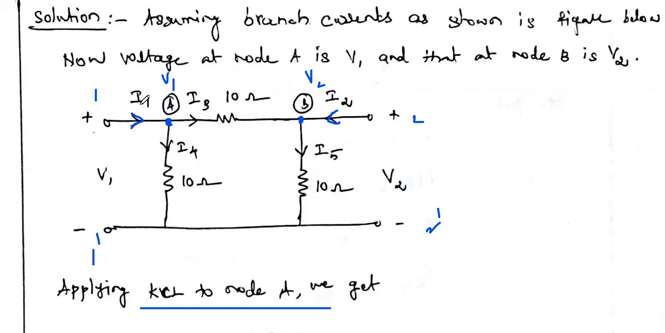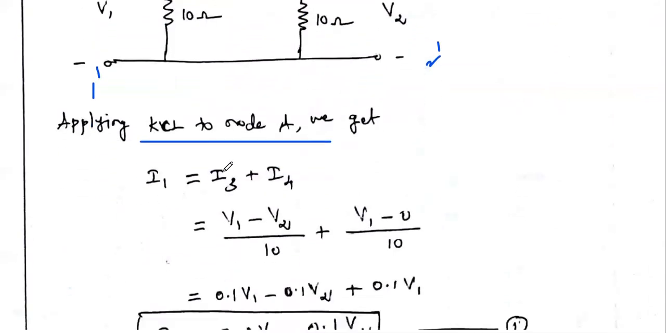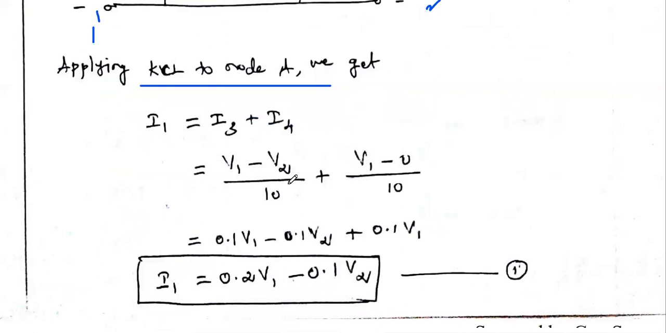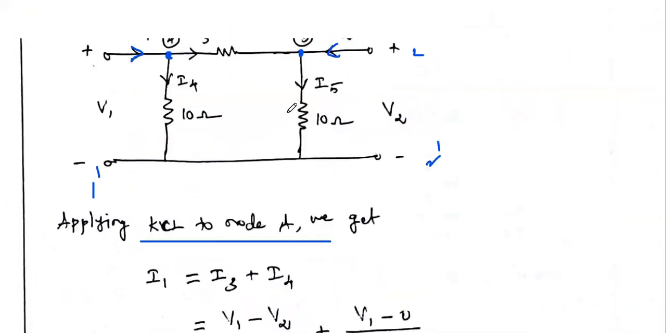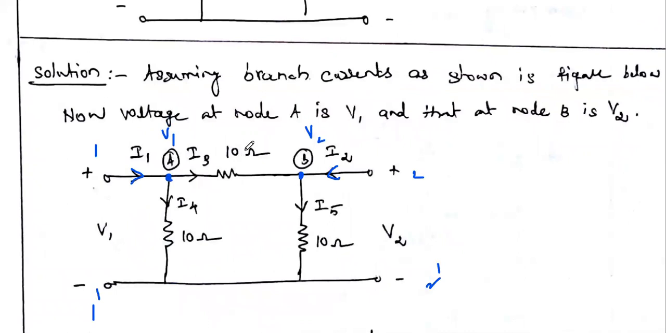So we can write I1 equal to I3 plus I4. According to Kirchhoff's current law, the incoming current is equal to the sum of outgoing current. Then we have to substitute the value of I3 and I4 in terms of V1, V2. So here you see, what is the current I3?